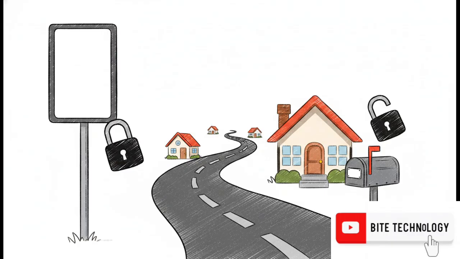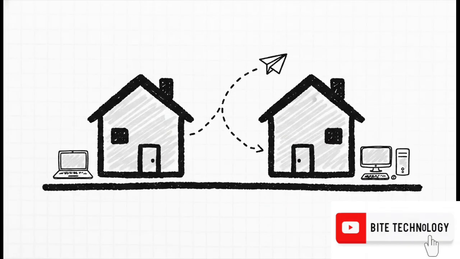But to get mail delivered to your specific door, you need a house number, like 4, 5, or 6. That unique house number, that's your host portion. So why does this matter? Well, because devices on the same street can directly hand off data to one another.